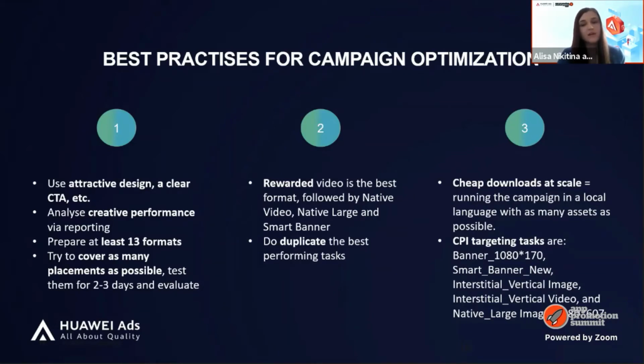In terms of efficiency, I would say rewarded video is the best format, followed by native video, native large, smart banner. And if your goal is to drive cheap downloads at scale, then running the campaign in a local language with as many assets as possible is the way. We have 6 CPI targeting tasks. I'm not going to enumerate all of them, but obviously if you're running an app download campaign, you should utilize all of them. However, like rewarded video, all of the formats, even those that you bid on CPC, are also working for gaming.